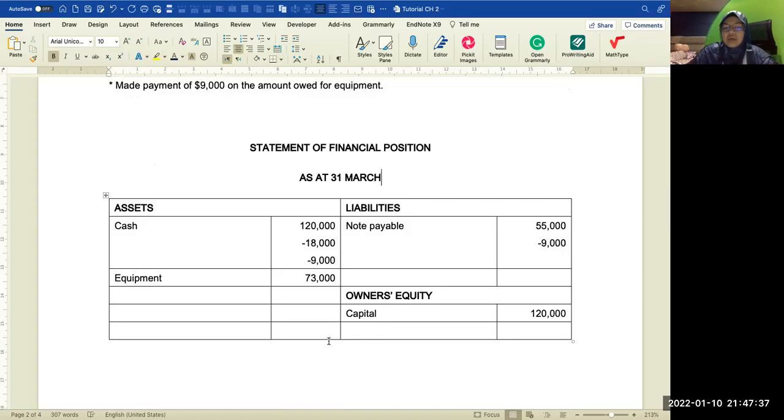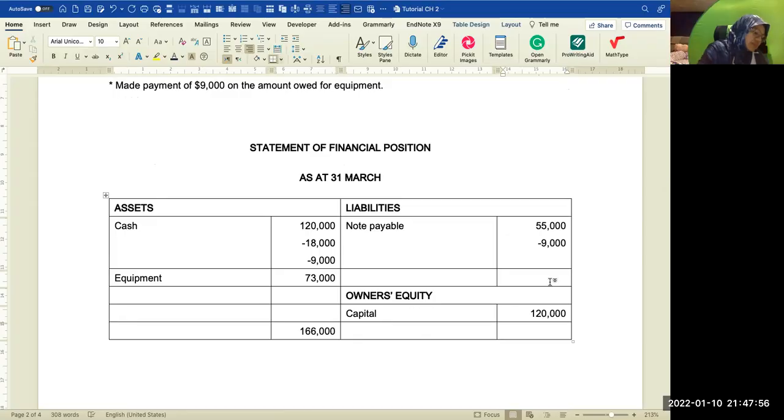Of course you have to have the totals at the bottom here. So what is the total here? We have asset 120 minus 18 minus 9 plus 73. So the total here is 166,000. What about here? The total here is 55 minus 9 equals 46,000.